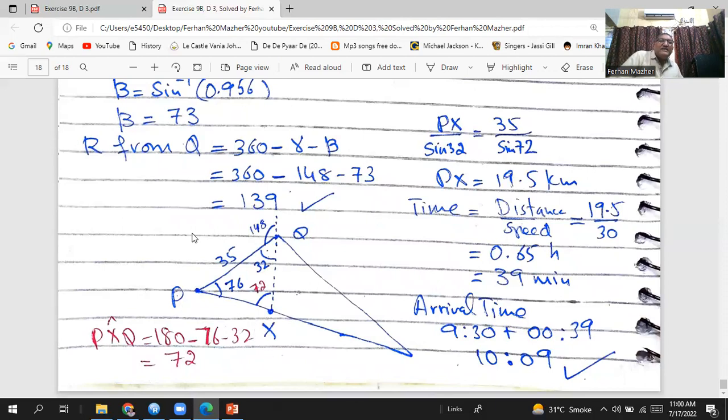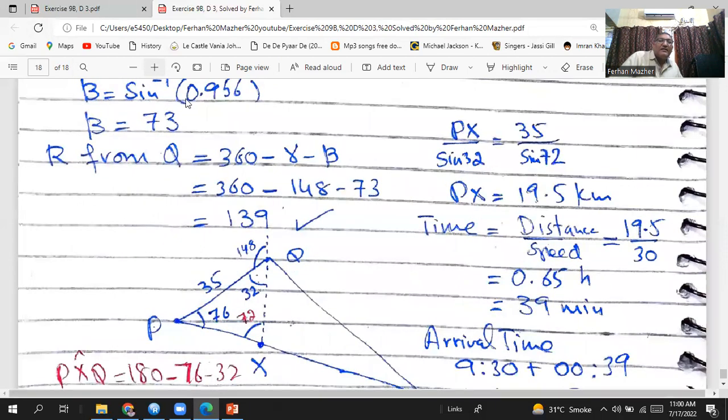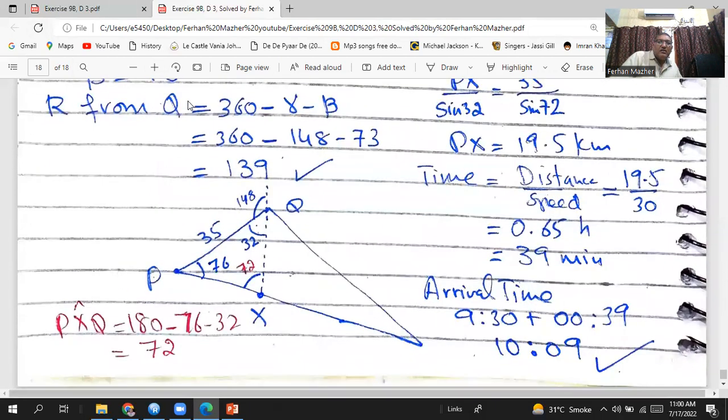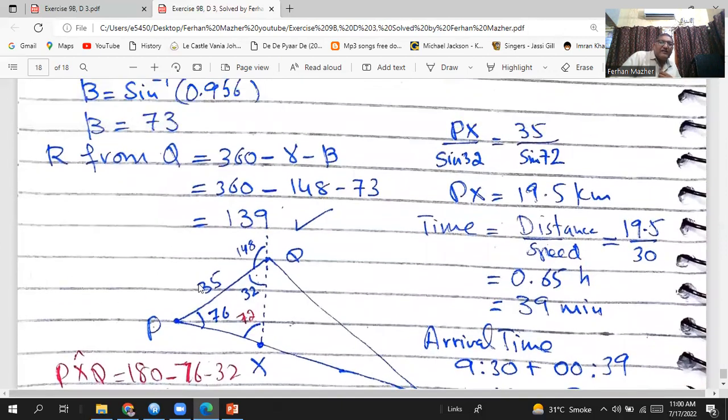So the law of sine can be applied. PX divided by sine of 32 will be equal to 35 divided by sine of 72. So PX will be equal to 35 multiplied by sine 32 divided by sine 72. This is what you will enter in your calculator. So the PX value will be 19.5 kilometers.